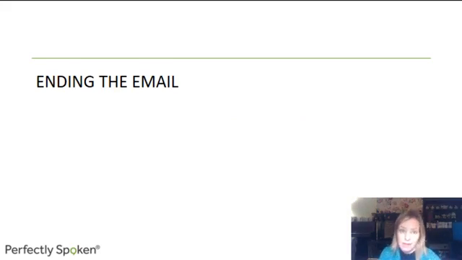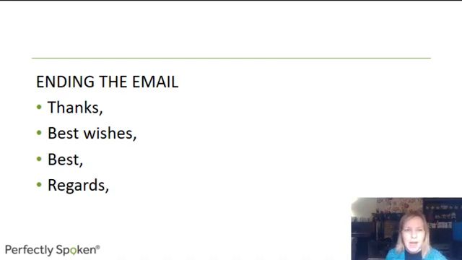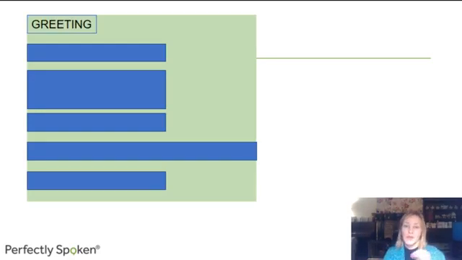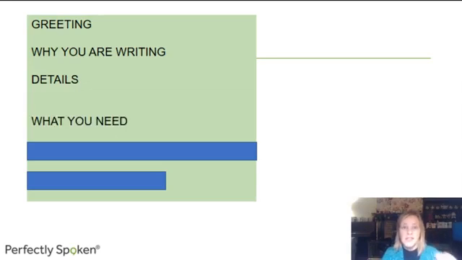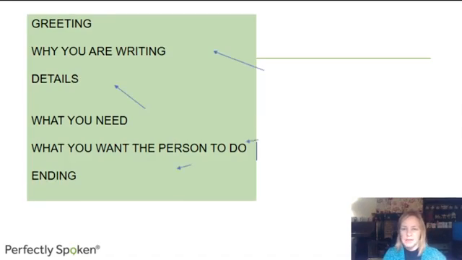And then to end the email, you can use thanks. Simply, it's quite informal but acceptable. Best wishes is good for people that you know or for strangers. Best. I don't like best, but I notice a lot of people use it, so it's fine. Regards. My favourite is kind regards, because it's very elegant and polite. Okay? So here we have the different sections. You've got the greeting, why you're writing, details, what you need, what you want the person to do, and the ending.